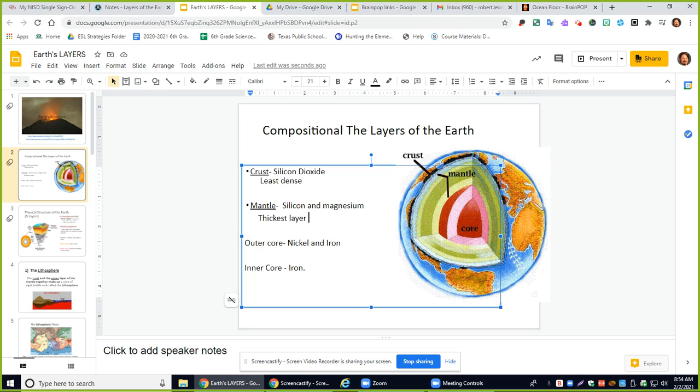And then we have the outer core. The outer core is made out of nickel and iron, and it is a liquid. And the reason I didn't give you the makeup of the mantle is actually part of it is liquid, I should say a semi-solid, and then part of it is actually a solid. So the mantle, you can't really label like that. And then we have the inner core, which is made out of solid iron. So you can imagine a giant iron ball.